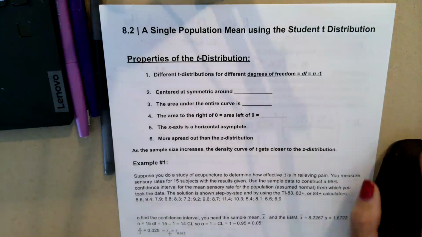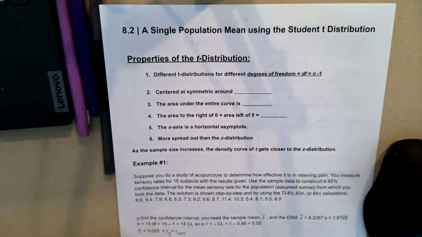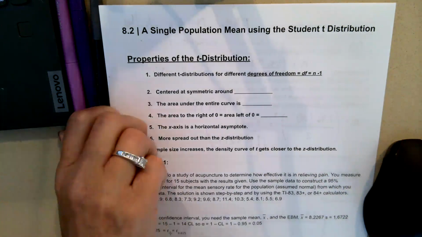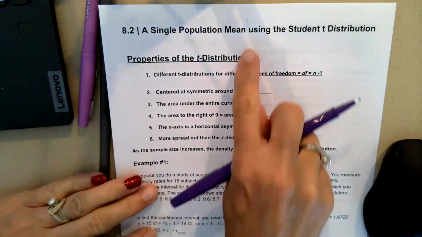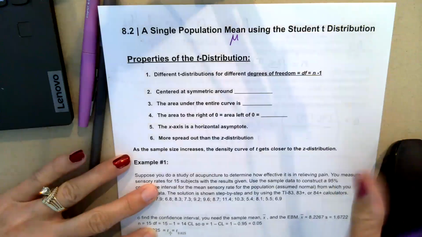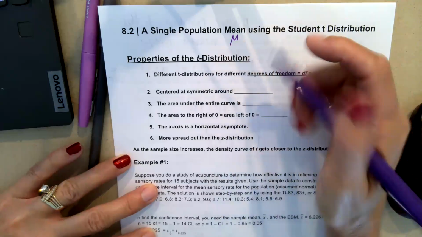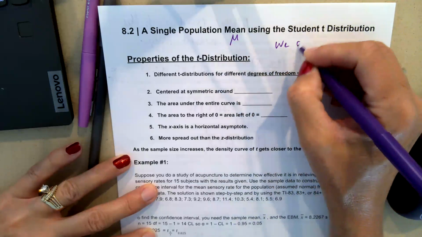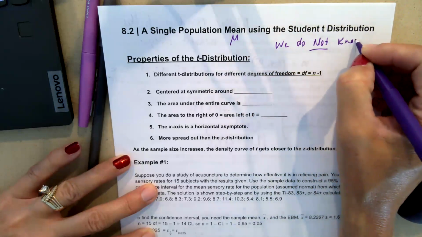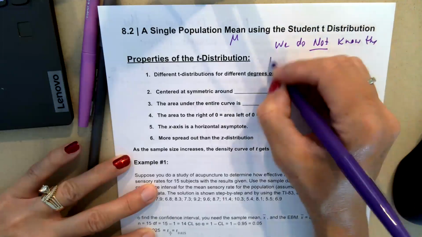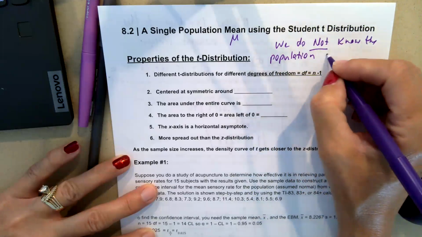Hello and welcome back for section 8.2. We are still working on confidence intervals and we're still going to be completing a confidence interval for population mean, mu, but this time the mean and the standard deviation are unknown. So we do not know the population standard deviation. That's the difference between 8.1 and 8.2.